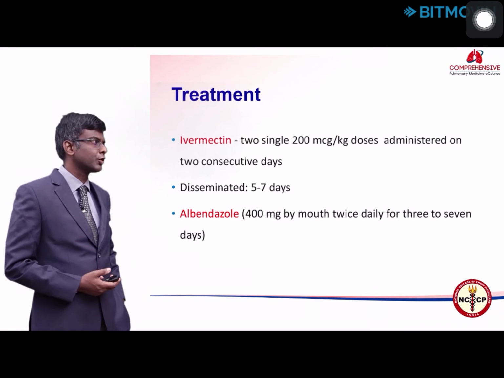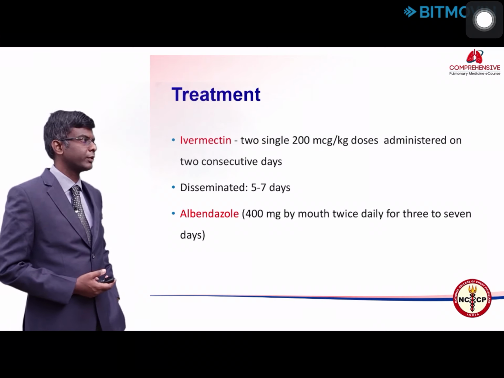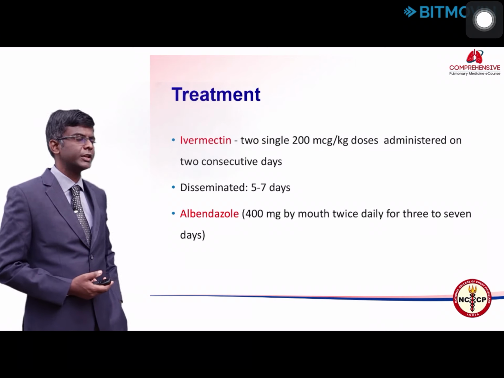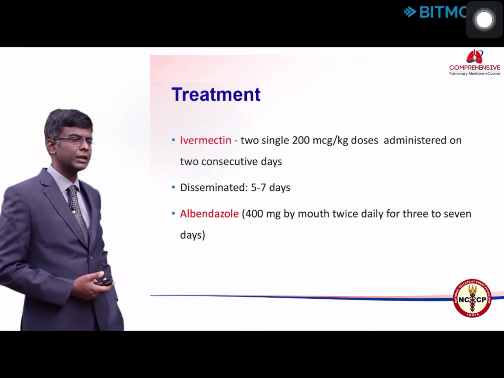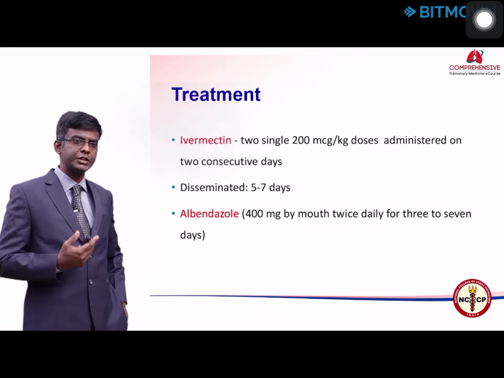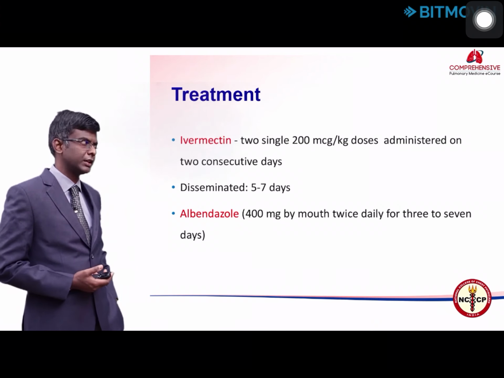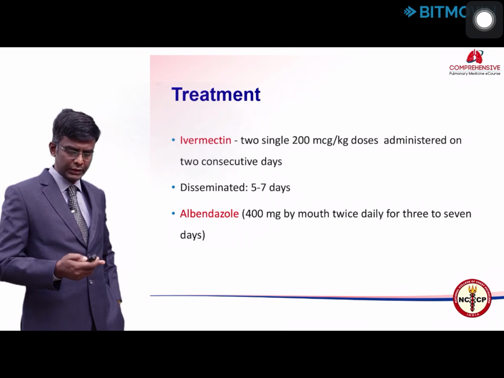Ivermectin is the drug of choice. 2 single 200 microgram per kg doses administered on 2 consecutive days. If it is disseminated infection, you need to treat for 5 to 7 days. Albendazole is the next alternative.